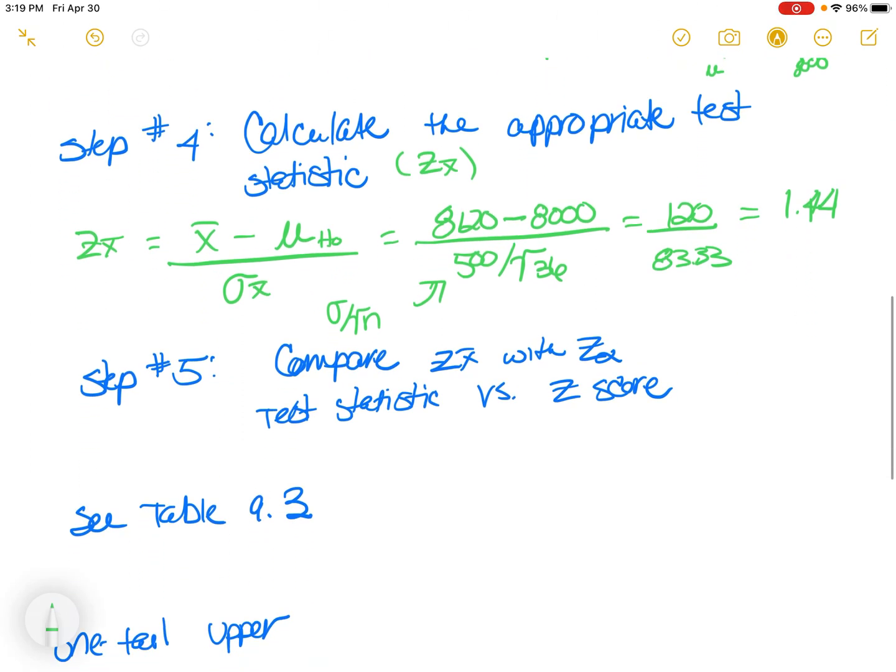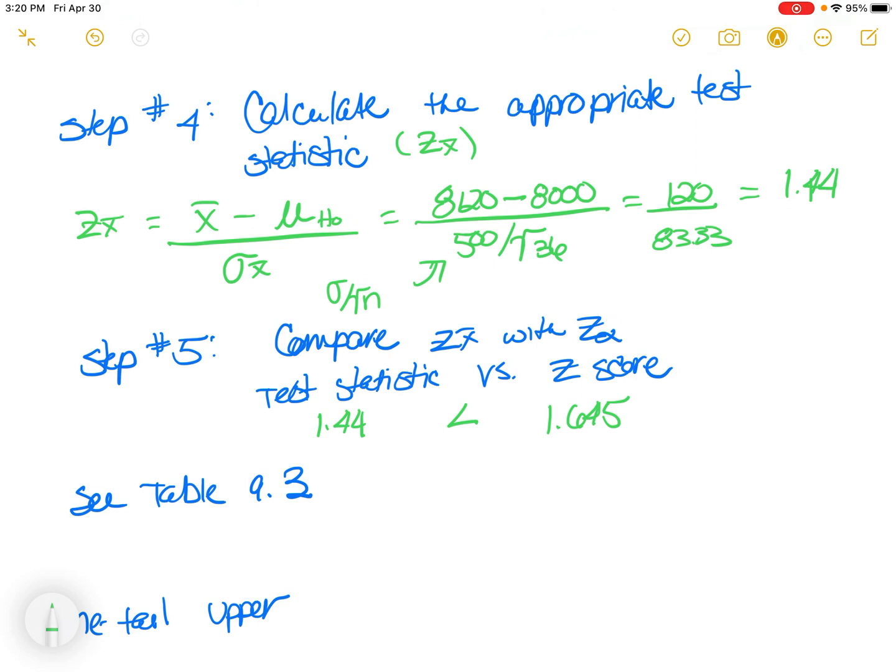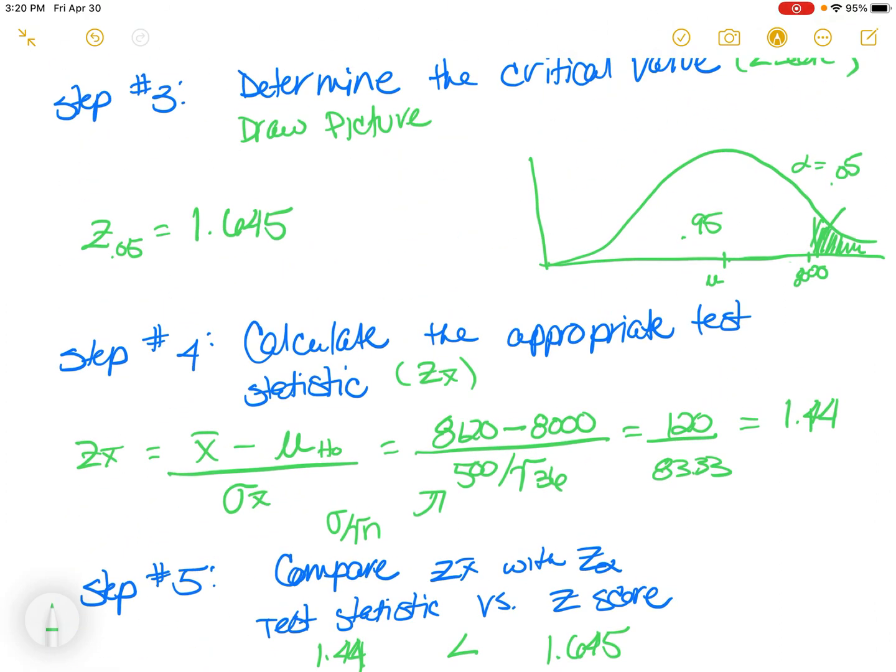Now we're going to compare our test statistic with our critical value. The test statistic of 1.44 is less than 1.645. Given that comparison, there's a table in your book, and I have my book permanently folded to this page. It's table 9.3, and this indicates it's the upper tail test.